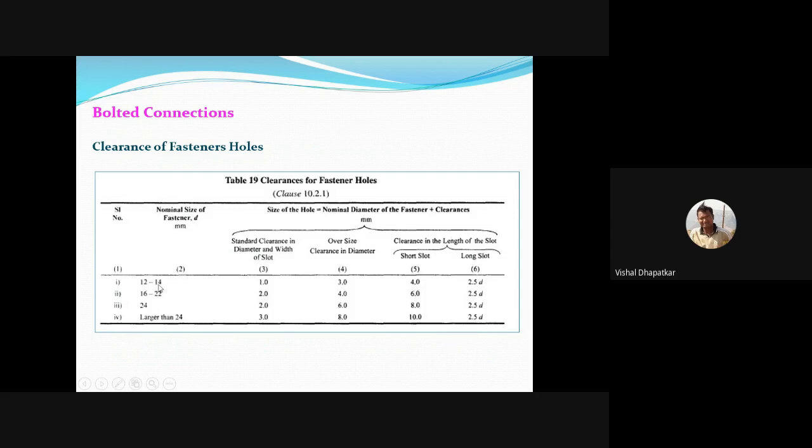So for 12 to 14, this short slot is 4 mm, 16 to 22 it is 6, 24 it is 8, and more than 24 it is 10 mm, and for the long slot it is 2.5 times the bolt diameter, right? So with this we can achieve the slotted condition, and also we can release the forces.